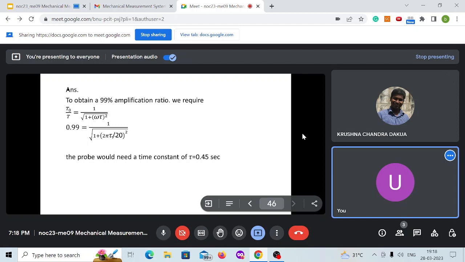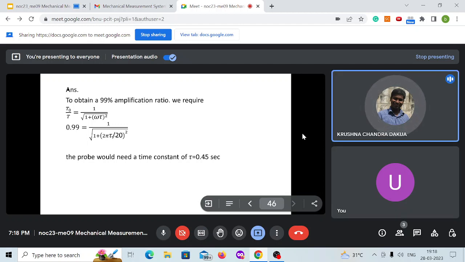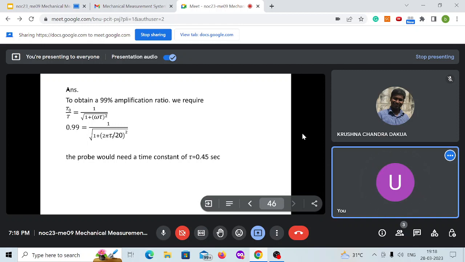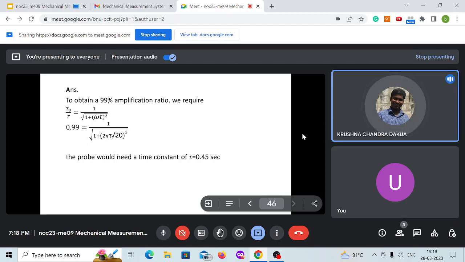The fourth week assignment has been submitted, and the fifth week is going on. If you have any queries, please ask. So this slide has been shared. Slides, what do you prefer?